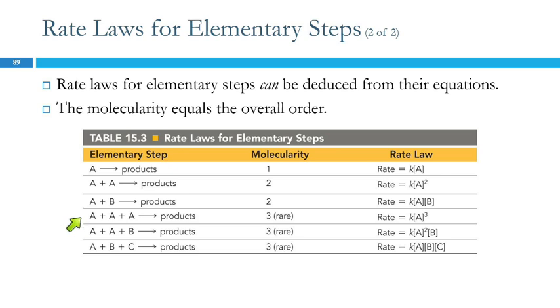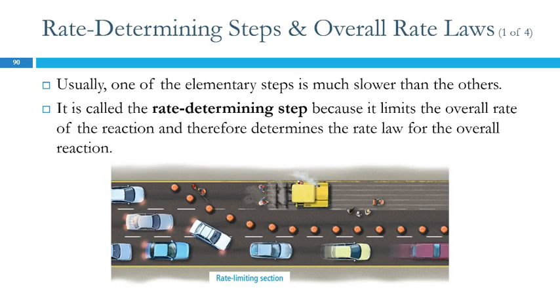So if you have termolecular, these are some of the options, and you can also predict the rates for those guys. Okay? Elementary steps only. Any questions? Usually one of those elementary steps is a lot slower than the others, and that's called the rate determining step. It limits the overall rate, it determines the rate. And because of that, it determines the rate law for the overall reaction.